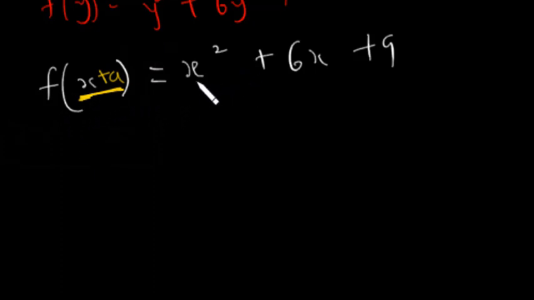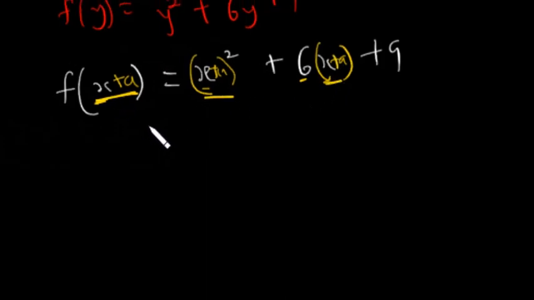So that means that where we have just x, we have to write x plus a now. So that is going to be x plus a, all raised to the power 2. Then we have 6. You see here, 6 multiplies x, but 6 has to multiply all of the x plus a, because now we don't just have x here, we have x plus a.